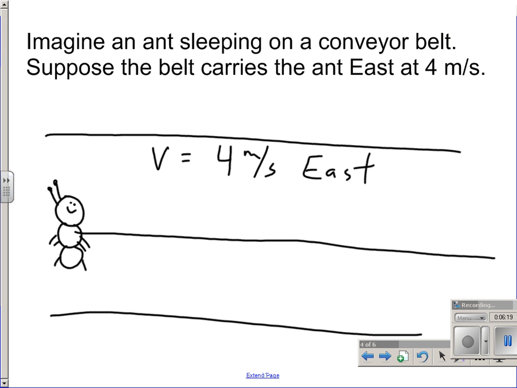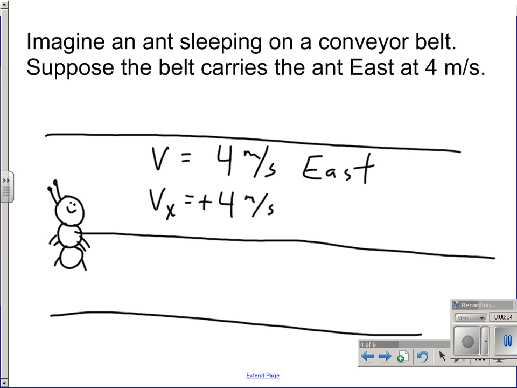Now let's talk about horizontal velocity. Horizontal velocity is a measure of how quickly the ant is moving in a horizontal direction, east or west. And, well, how fast is he moving? He's moving at 4 meters a second in a positive direction.